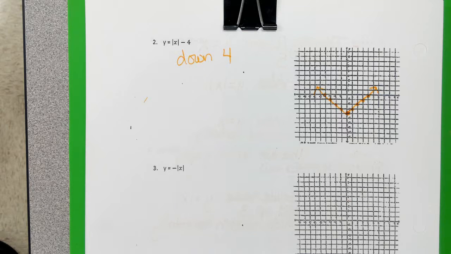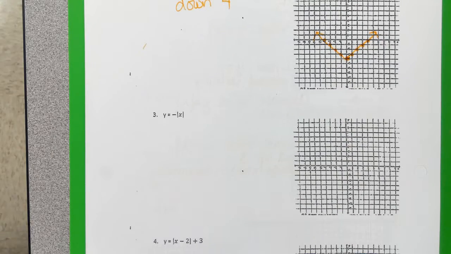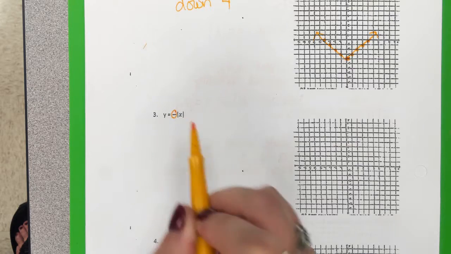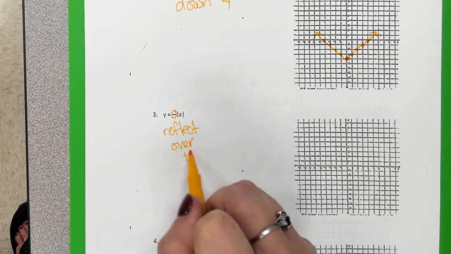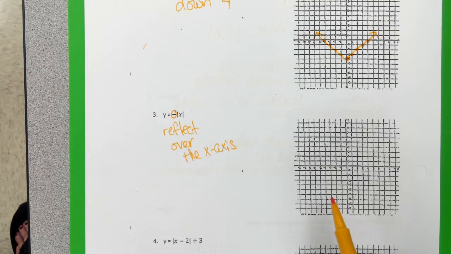I was just... You're just making stuff up now. All right, number 3. Here we go. Number 3. What's the only thing that this guy tells me to do? Reflect over the x-axis. There you go. When did you say we were going to do y-axis? That's in pre-calc.